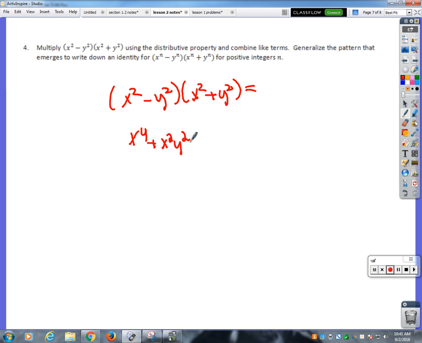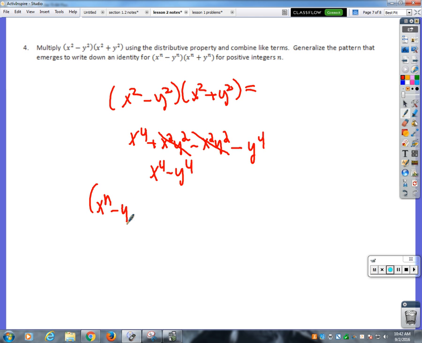And then conveniently, inside is negative x squared y squared. And then last times last is negative y to the fourth. Good. And then what a lot of you notice is that these two things in the middle will cancel, and so you're left with x to the fourth minus y to the fourth. Okay? So, can you generalize that?